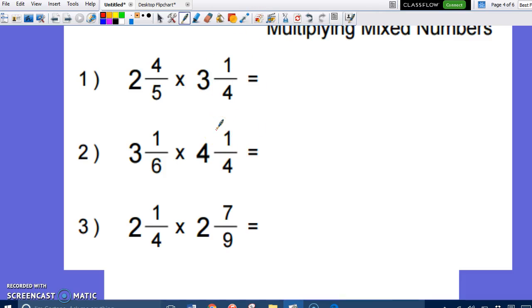Welcome back to Heart Academy number 10. In this session we are going to multiply mixed numbers.